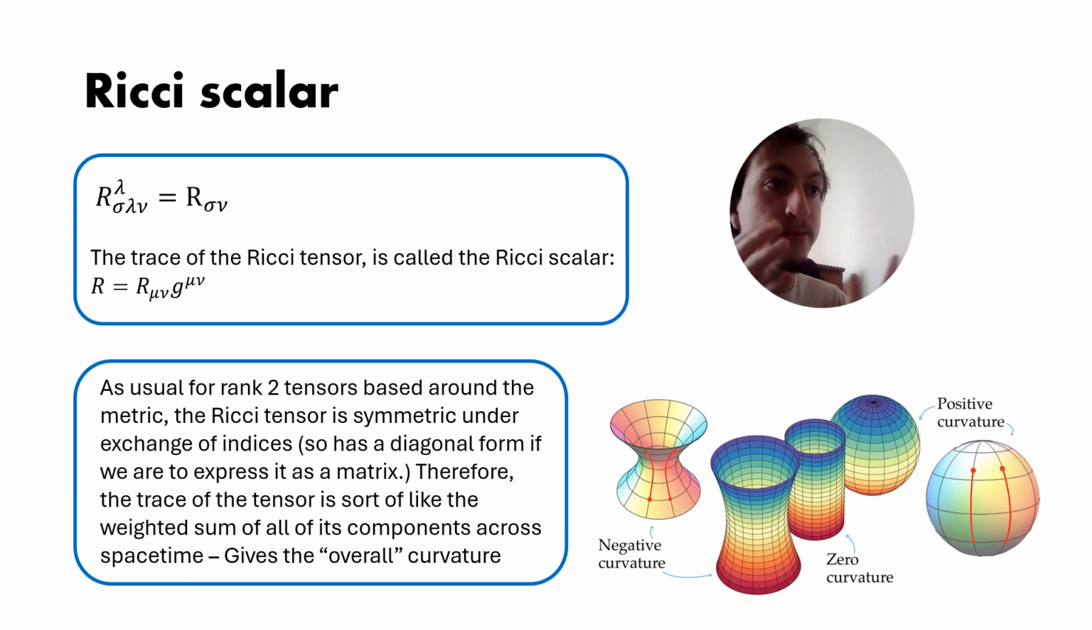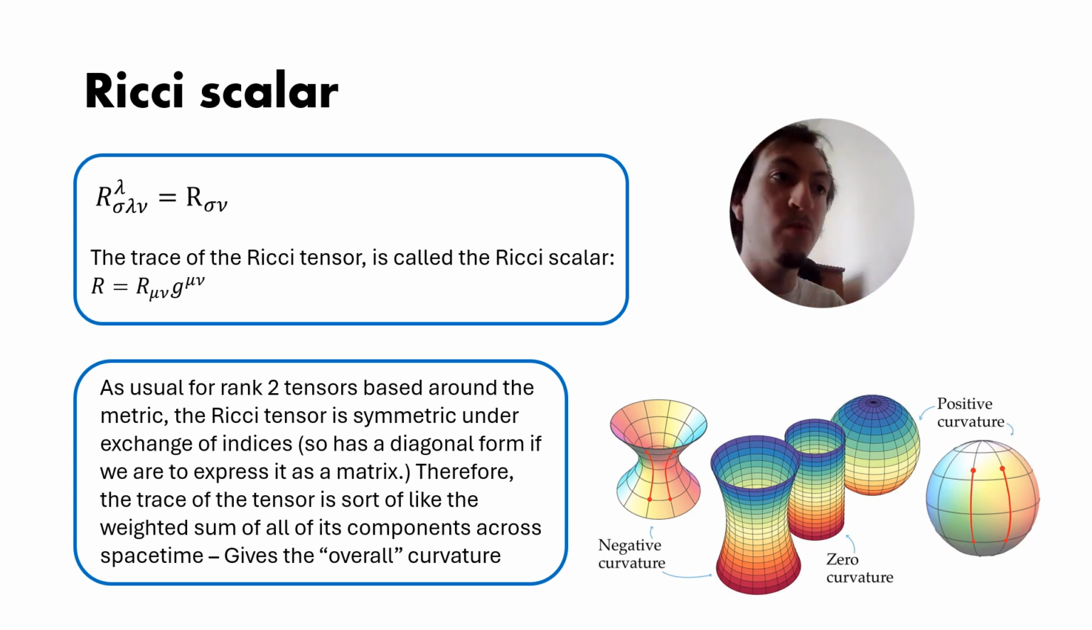Whereas for other shapes, if you move the lines away from the equator, or the middle of the shape, the lines diverge. So parallel transport of initially parallel vectors corresponds to the vectors diverging. And here the Ricci scalar would be a negative number.